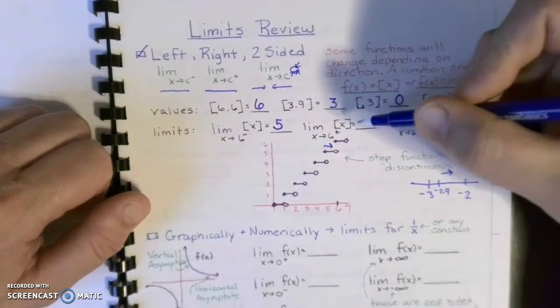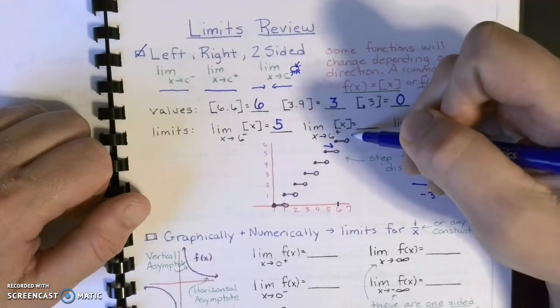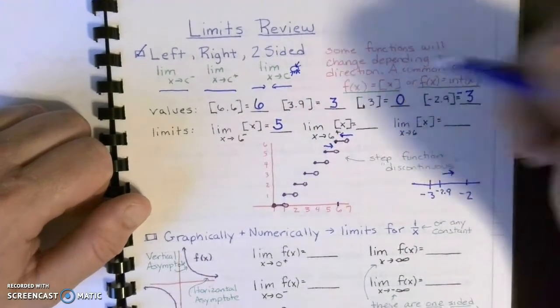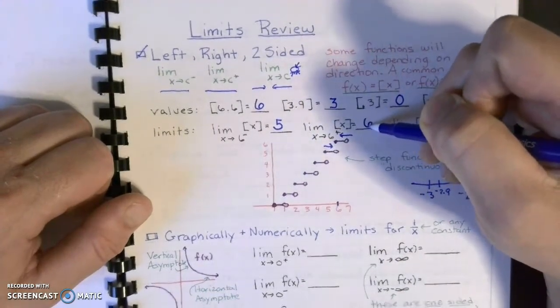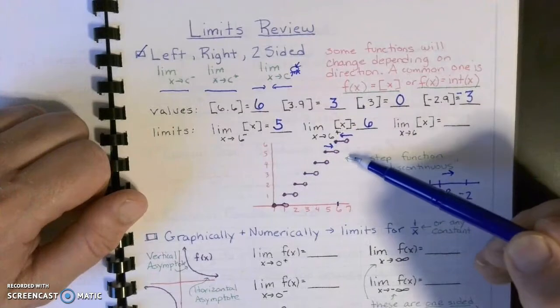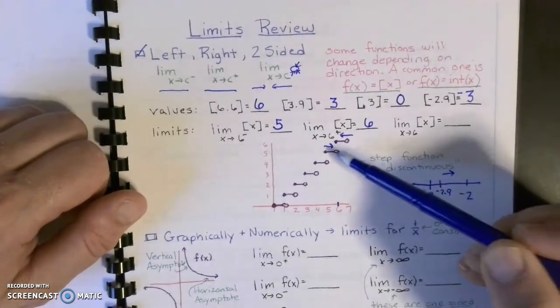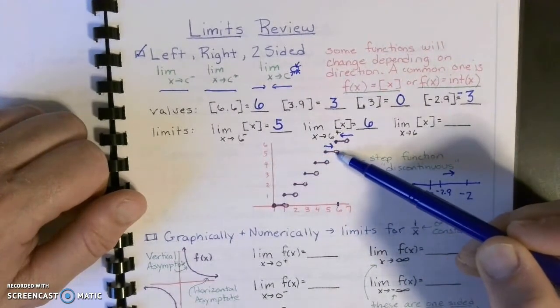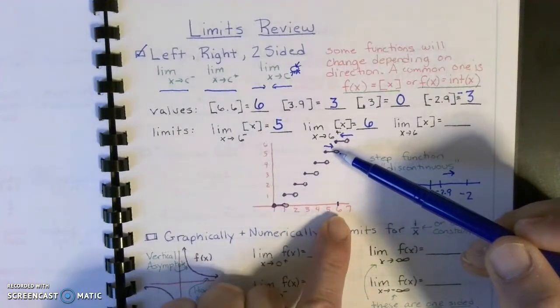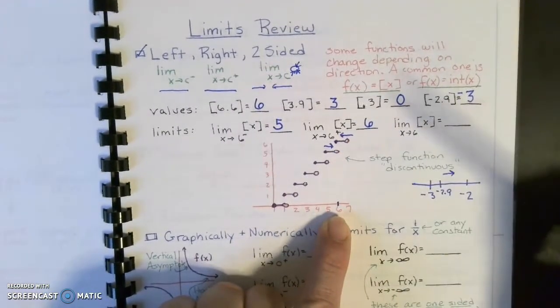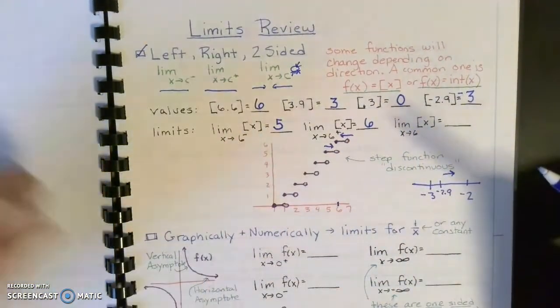So the next one says, what's the value as I approach 6 from the positive direction? If I come from this direction, what value do I approach? I approach 6. And that makes sense. If you look at the picture here, I'm heading to two different locations. I'm heading to this value as I approach 6 from the left side versus this as I approach from the right side. This is actually called a step function, which we talked about.